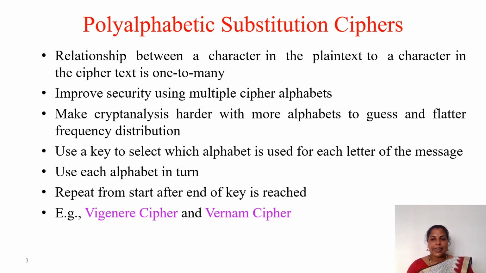There are two examples of polyalphabetic cipher. One is the Vigenere cipher and another is the Vernam cipher. In your syllabus only the Vigenere cipher is given, so we are only discussing the Vigenere cipher. Those who are interested to know more about polyalphabetic ciphers, please go through the Vernam cipher also, and then compare both algorithms and work out the difference if you have extra time.